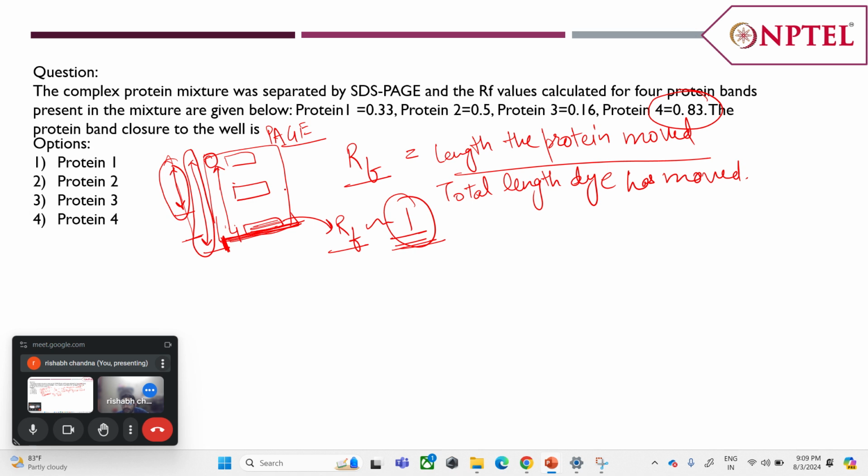Now protein 1 and protein 2. Protein 2 is 0.5, that means half, so it would be in between the well and the farthest one. Then we have protein 1, that is 0.33, so it would be something around here, just away from the middle point. And then we have protein 3, that is 0.16. That would be near to the well because it would have a large size, and it would have moved a very small length as compared to the dye front. So the correct answer is protein 3. Is this question clear?